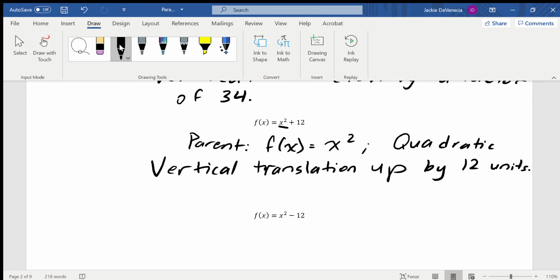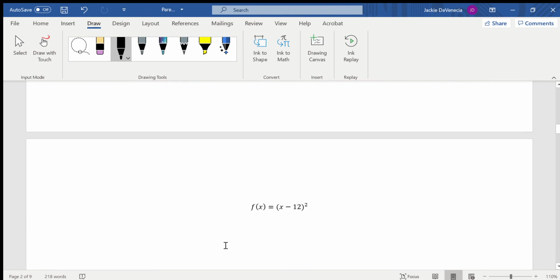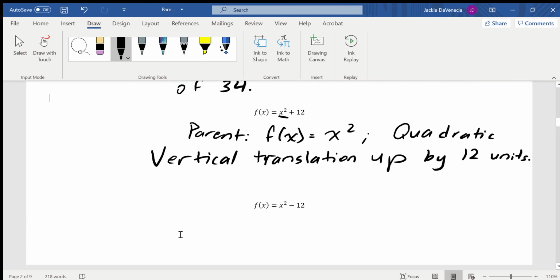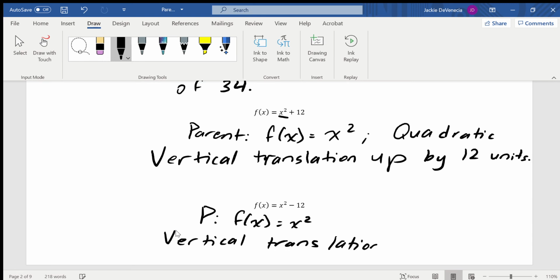And that's finished. Now let's look at this last one down here. This one is f of x is equal to x squared minus 12. So again, you have that quadratic. And the minus 12 is still a translation. It's outside of the x squared, so it's a vertical translation. But it's a minus, so down by 12 units.